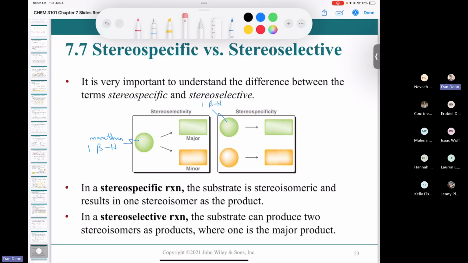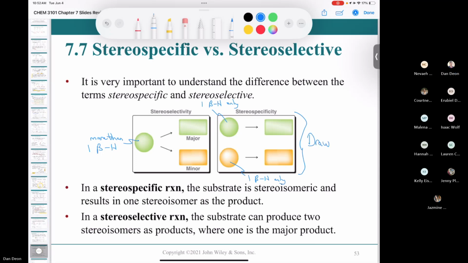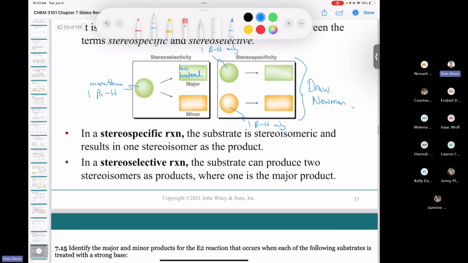Let's put one beta proton only, okay? And so it's only going to give you one product, right? So in this case, one beta proton only. For these ones, you have to draw Newman projection. Whereas when it's stereoselective, you don't have to draw the Newman projection. You just look at the major and minor products. Whichever one is less sterically hindered, that's going to be the major product. So we'll put here less hindered will generally speaking be the major product.